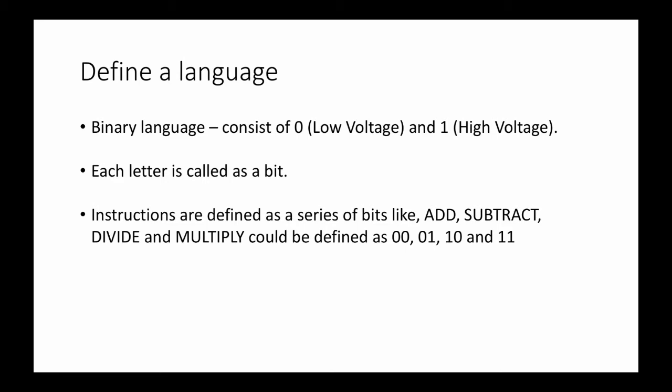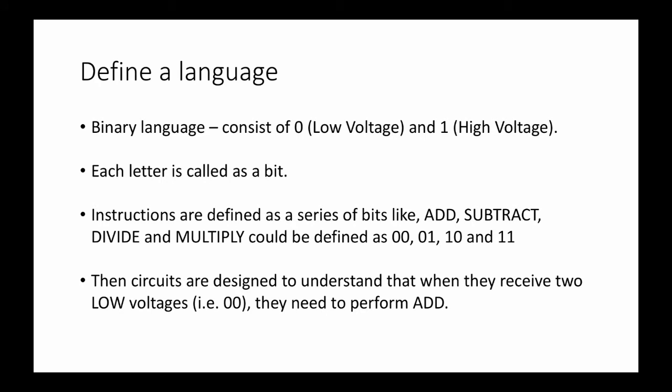If you pass low current in both the wires, that is, you do not pass the current at all, that electrical circuit can be activated to perform addition. Similarly, if you pass high currents in both the wires, it could be activated to do multiplication. Now the next statement says the same. The circuits are designed to understand that when they receive two low voltages, they need to perform addition operation.